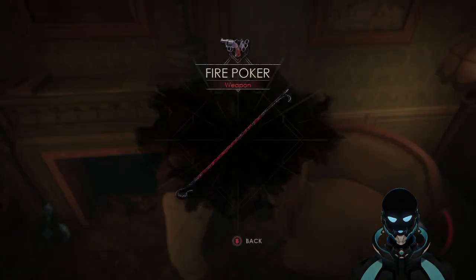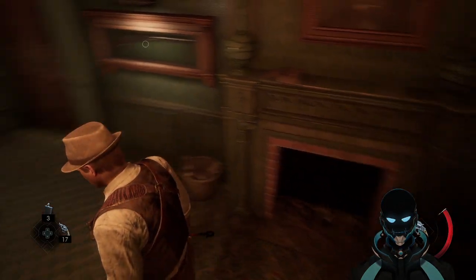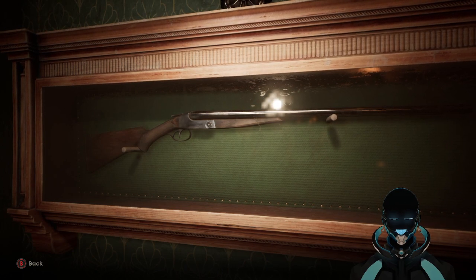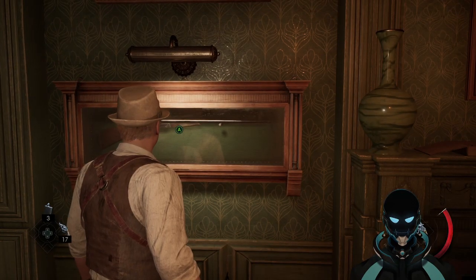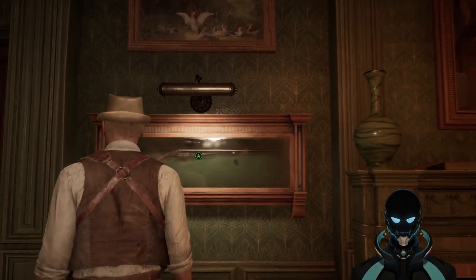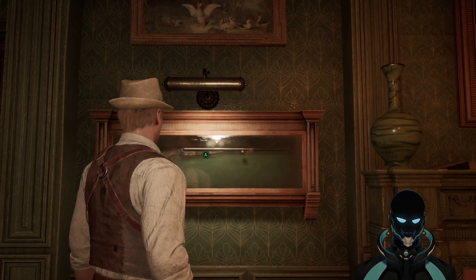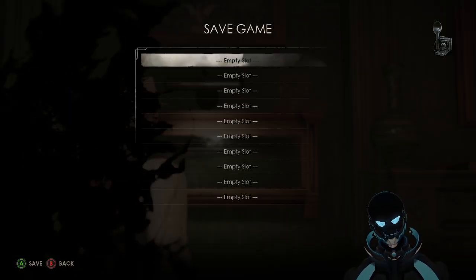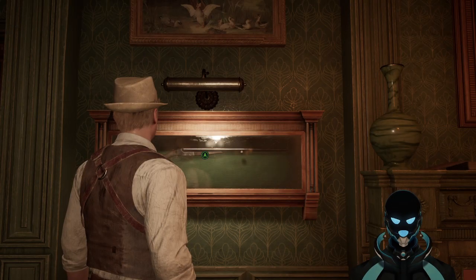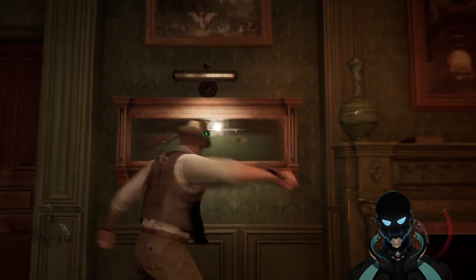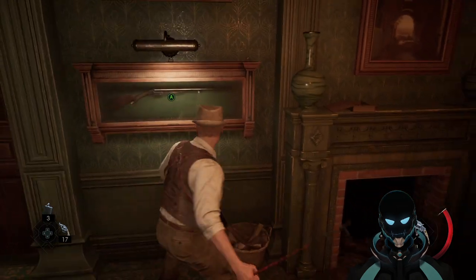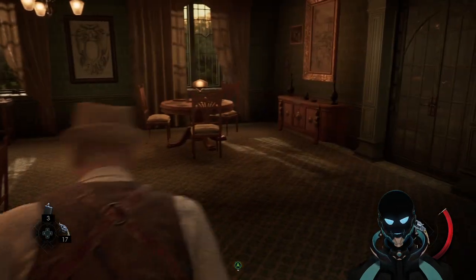I'm gonna just borrow that. Ooh. Surely it's not. I haven't saved this entire time. And now we're gonna save to do something foolish. Okay. Now, question is, does this eventually break the weapon? No, it's just on enemies. Okay.